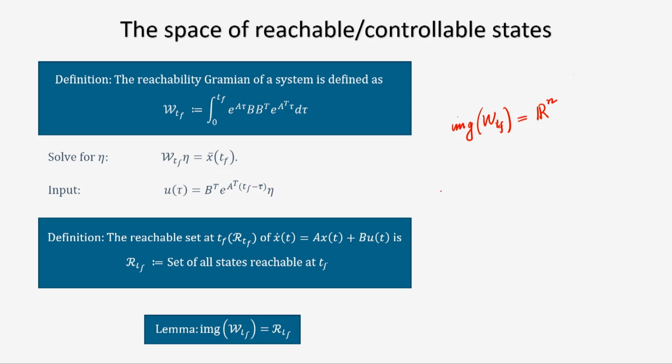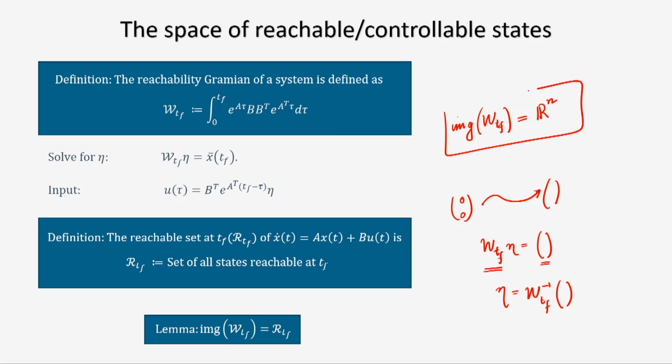Suppose, in the R2 example that we took, the RC circuit, you have two capacitors. Then what we are saying is that you can go from 0 to any voltage, any final value that you want. So, that means I will have to solve WTF eta equal to anything that I give here. Now, when will that be possible? That is possible only if WTF becomes invertible, because then I can solve eta equal to WTF inverse of this.